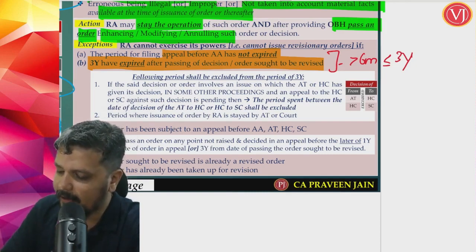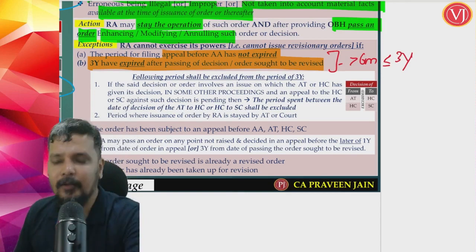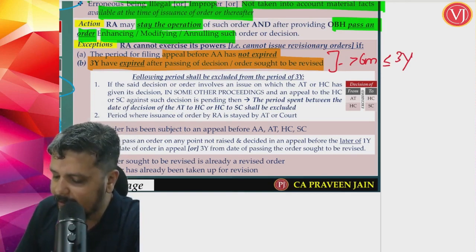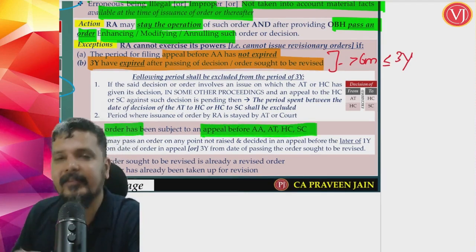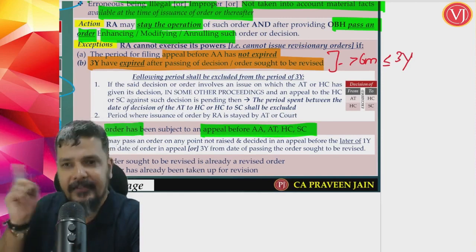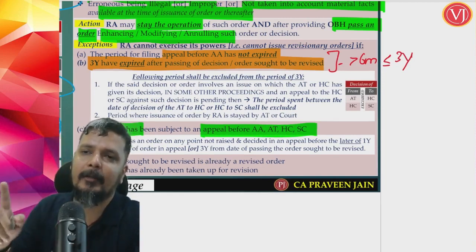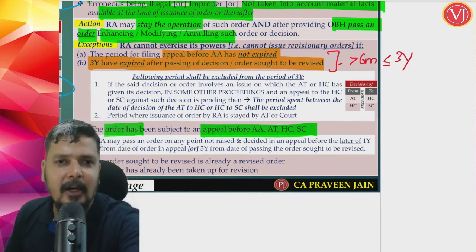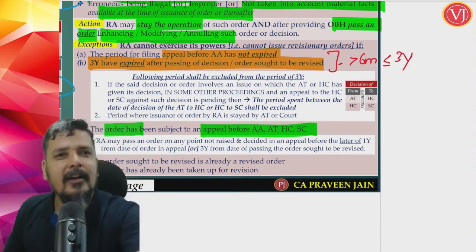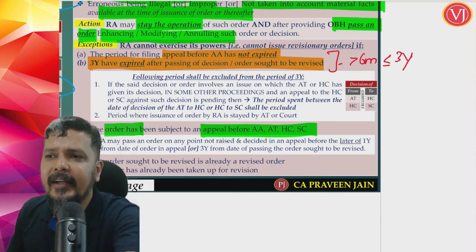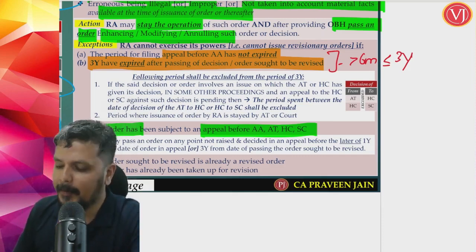Now other orders which cannot be taken. We will discuss the exclusion later on. If the order is already subject to appeals, either at appellate authority or appellate tribunal or high court or supreme court, they cannot take up the matter. It is already pending. They cannot take up the matter.